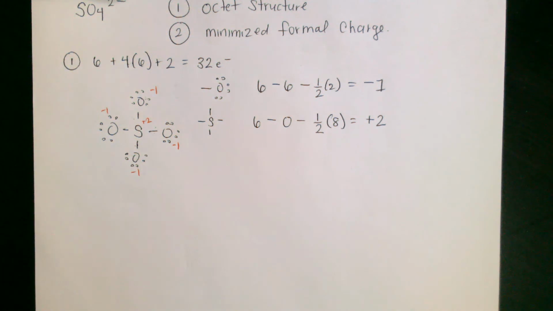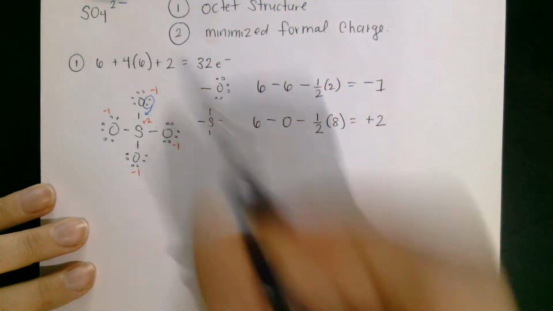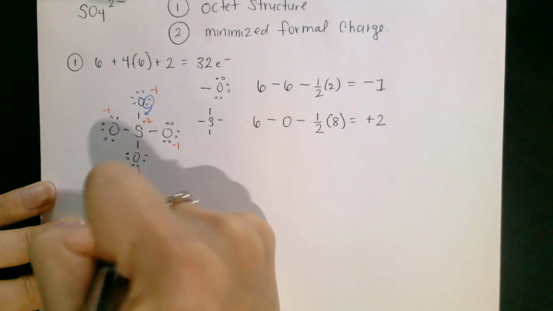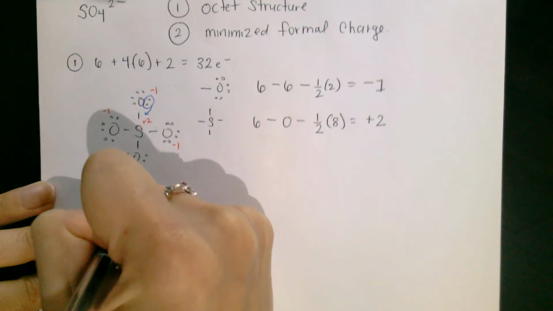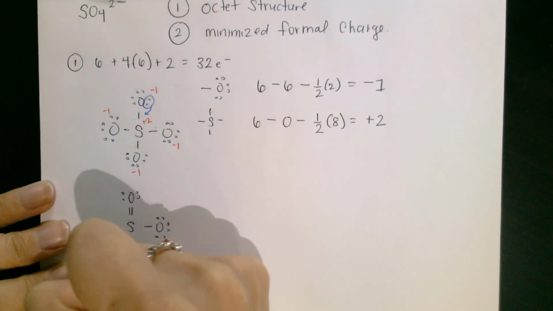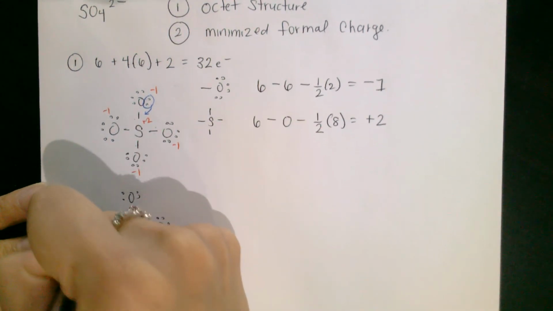We do know electrons are fluid, and we do know that sulfur is perfectly fine with accommodating a little bit more. So what we're going to do is start shifting electrons around. Step 1, I'm going to say, you know what? I'm going to take these electrons and shift them down. Now I'm going to have S, double bond O, single bond, and single bond.